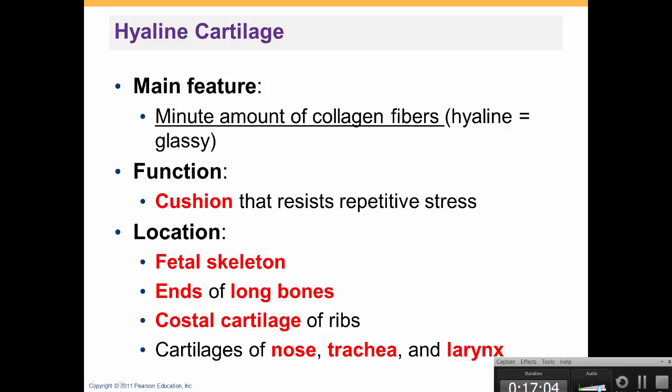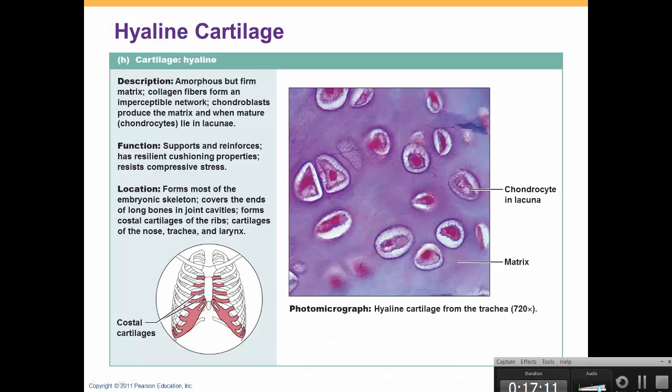We find it in the costal cartilages, as we will see. You can find it in the nose, trachea, and larynx as well. So here is my costal cartilages. What does costal mean? Costal means rib. So here is my ribs, and these are the costal cartilages that are attached to the ribs. So these are all hyaline cartilage.